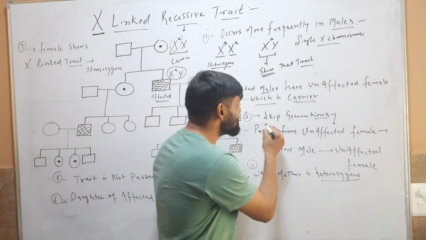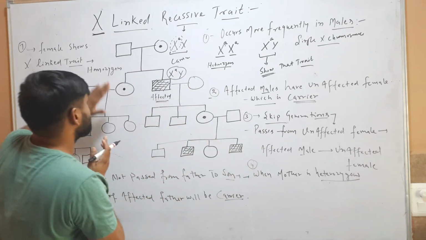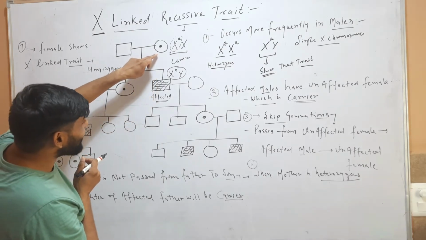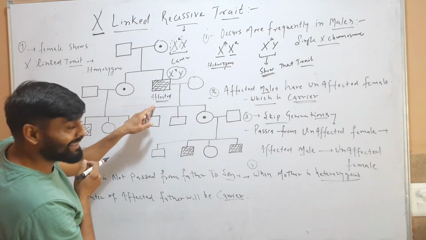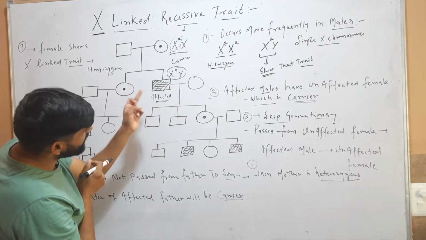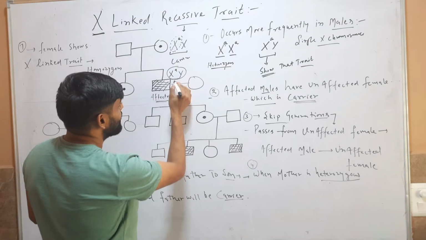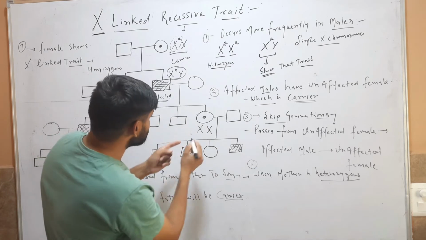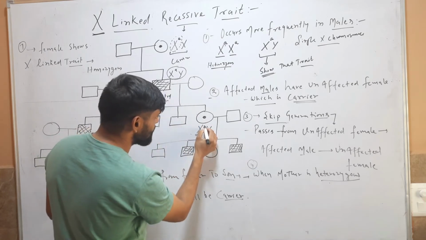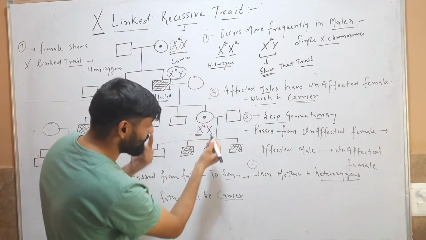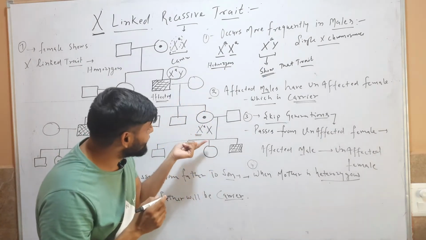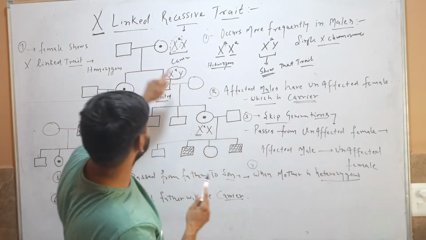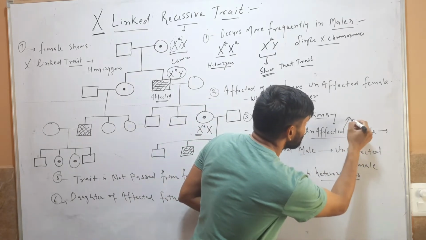Third one is, it skips generations. Here, in that case, no one is affected. The female is a carrier, and from that carrier female it passes to a male that is affected. And suppose this affected male has a girl child. So the girl is XX. This X will come from the father, so that is mutated, and this one comes from the female that has normal. So what is she? She is a carrier now. So how did it pass? It passes from an unaffected female, a carrier.